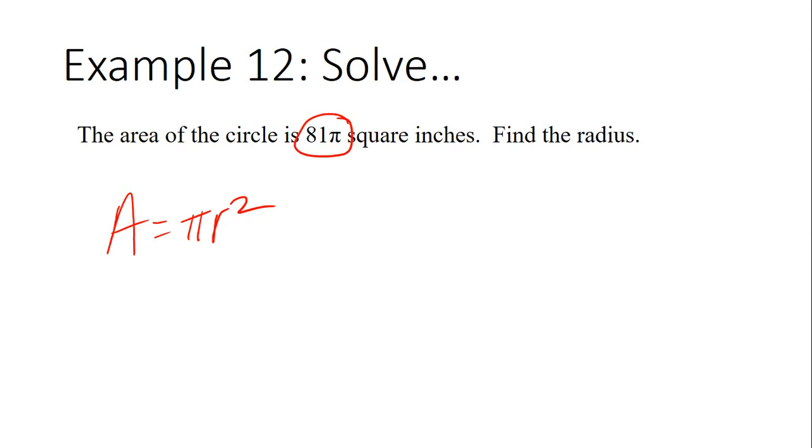Why is it 9, Lydia? Because 9 times 9 is 81. Yeah. But it's not pi. Pi is a number, and if it's on both sides, it doesn't matter. So you're just looking at r squared equals 81. And so r equals 9.